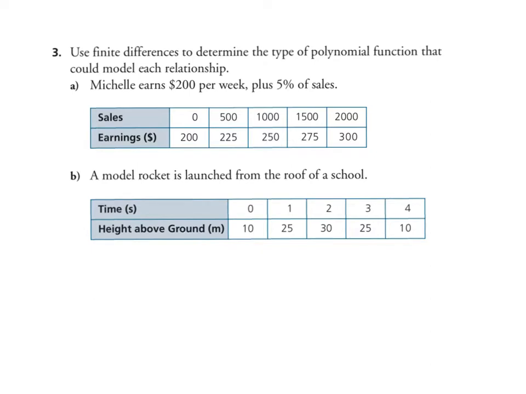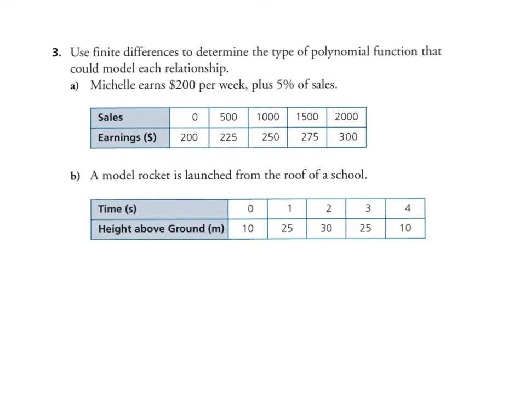So it says here, use finite differences to determine the type of polynomial function that could model each relationship. If you remember, a linear term, like a linear graph or a linear equation, has its first differences the same. The quadratic, we learned their second differences are the same. And here, well, let's see what the differences are here.